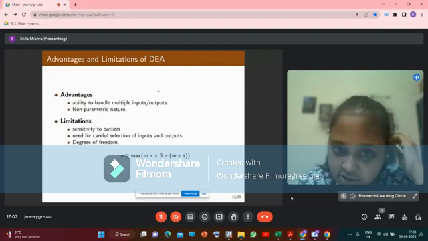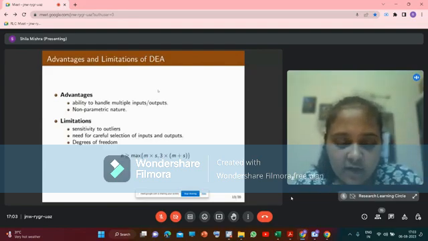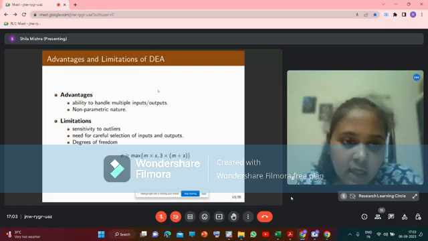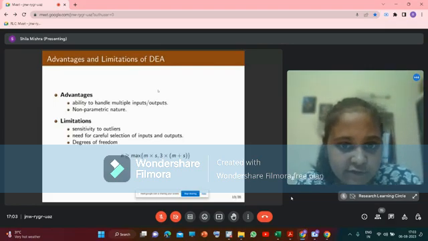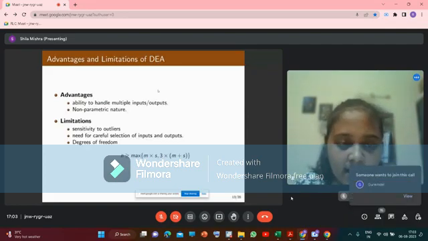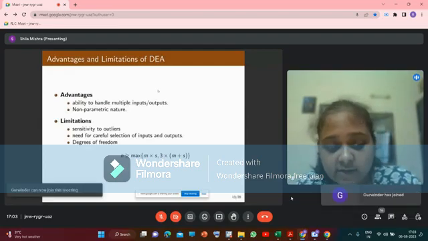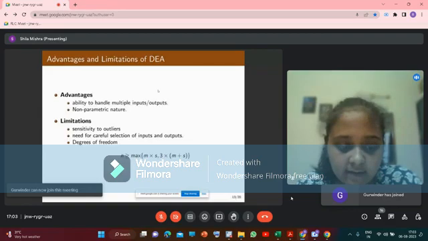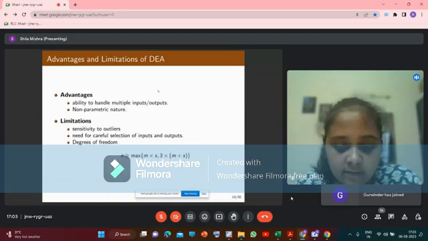Now, moving further, based on the discussion so far, there are various advantages and disadvantages, limitations of data envelopment analysis. The advantages of DEA lie in the fact that, number one, it can take care of multiple inputs and outputs, and number two, it is non-parametric in nature, as in we don't need any functional form to perform DEA, right? The limitation of data envelopment analysis is the sensitivity to outliers.